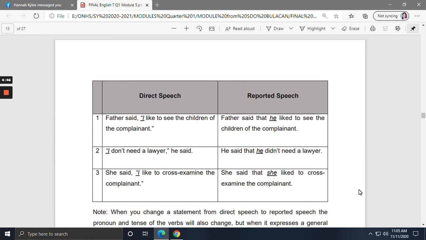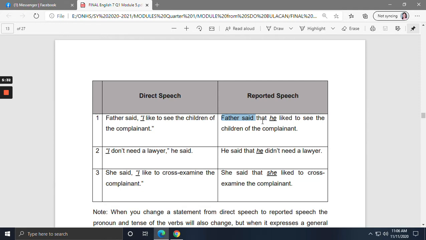Okay, we have here examples of direct speech and reported speech or indirect speech. So the three examples a while ago. Father said, "I like to see the children of the complainant." If we will change this sentence into reported speech, we need to copy this part. Just copy. Then we need to erase the comma. But for us to erase the comma, we need to change that into "that." Change comma into "that." Again, copy this, and then change comma into "that."